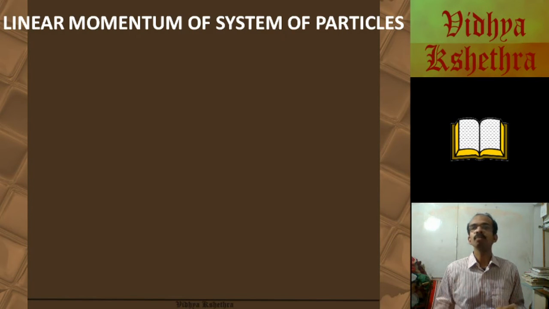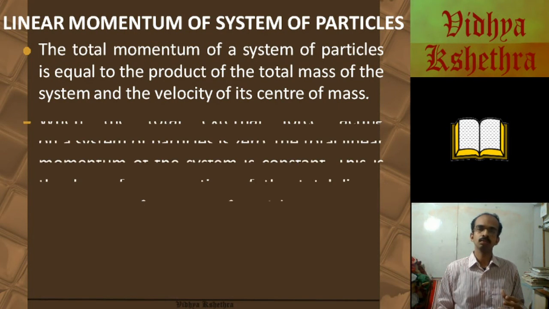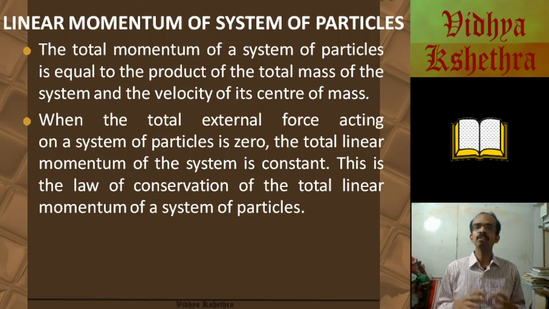Now, linear momentum of a system of particles. The total momentum of a system of particles is equal to the product of the total mass of the system and the velocity of its center of mass. When the total external force acting on a system of particles is zero, the total linear momentum of the system is constant. This is the law of conservation of total linear momentum of a system of particles.